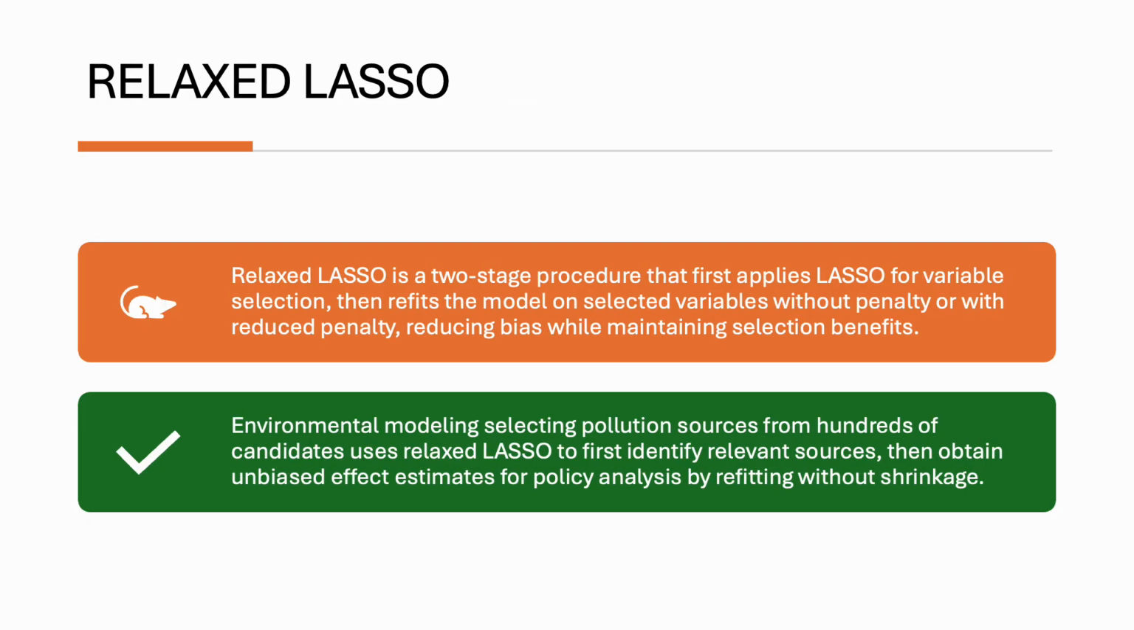Relaxed lasso is a two-stage procedure that first applies lasso for variable selection, then refits the model on selected variables without penalty or with reduced penalty, reducing bias while maintaining selection benefits. So the example here is environmental modeling: selecting pollution sources from hundreds of candidates uses relaxed lasso to first identify relevant sources, then obtain unbiased effect estimates for policy analysis by refitting without shrinkage.